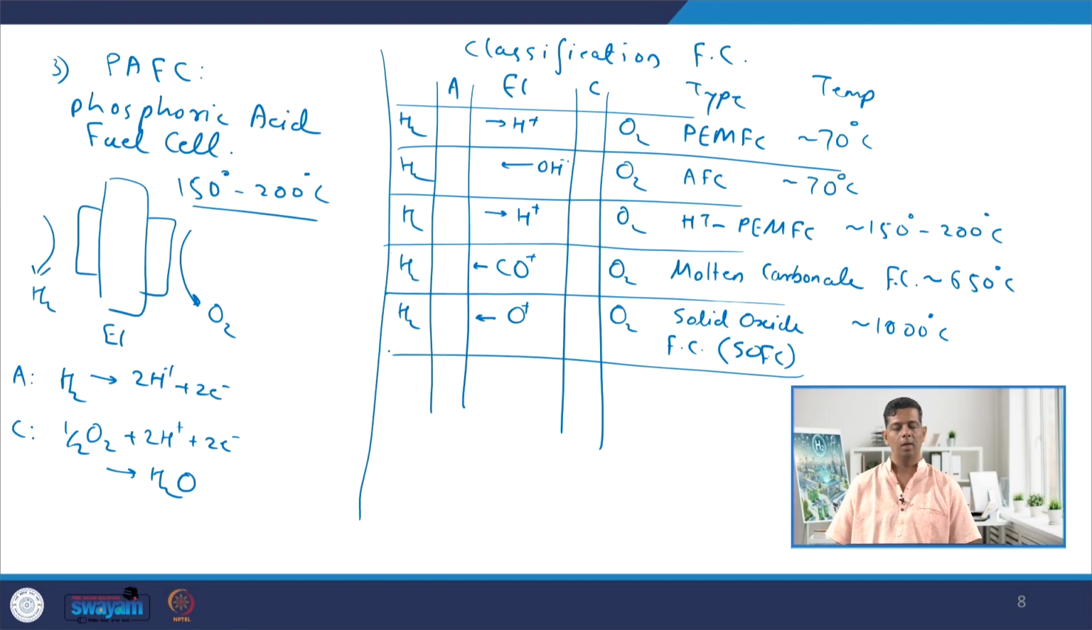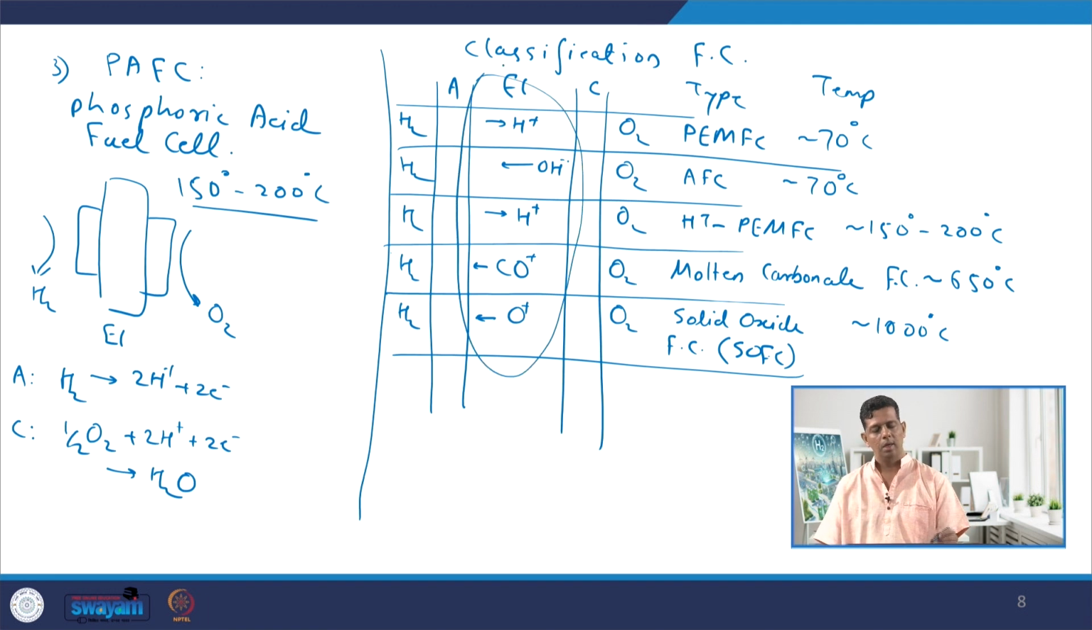As we can understand, all these fuel cells or electrolyzers, in other words, are classified based on the electrolyte that is used. If we are using a solid polymer, it is a proton exchange membrane based fuel cell. If it is an alkaline solution, it is an alkaline fuel cell. If molten carbonate is the electrolyte, it is a molten carbonate fuel cell. If a solid oxide is used as the electrolyte, it is a solid oxide fuel cell.